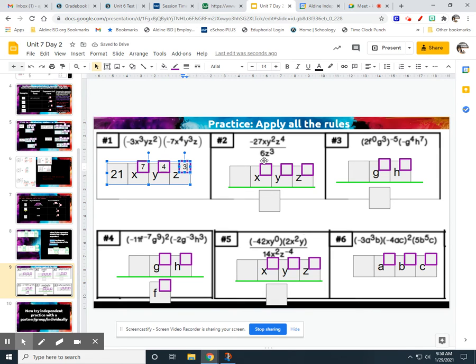Okay, let's do this one. We're going to divide. But 6 can't go into 27, but it can be reduced by 3.